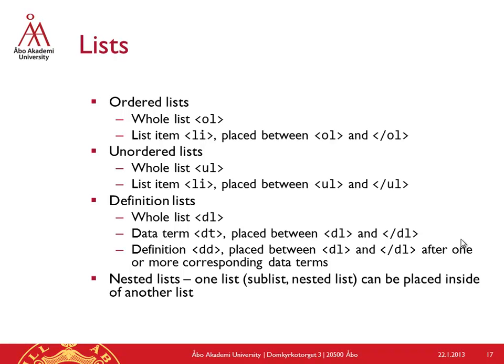So if you wish to see a specific example of a definition list, you can find them yourself within this website for this book, and you can find the specific example for definition lists. Also, probably most of you saw that all lists might be embedded inside of them, so they might be nested. So one list can be inserted into another list. In this case, the inserted list might be called a sublist or nested list.